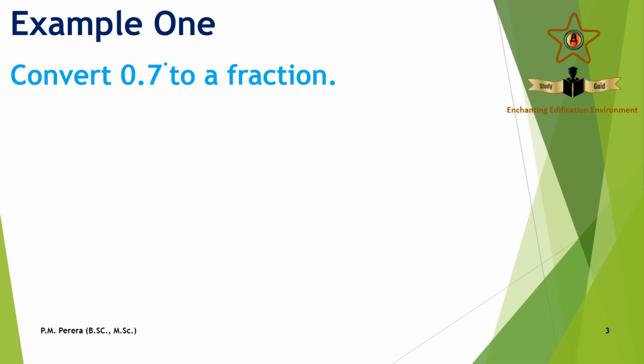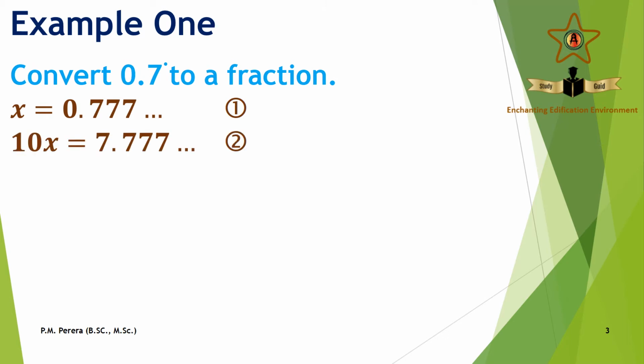Now we will go into example 1. Convert 0.7 recurring to a fraction. We write x equals 0.7777, and so on. Now since one decimal is recurring, we multiply it by 10. So we get 10x equals 7.777, and so on. Then we subtract the second equation from the first equation.